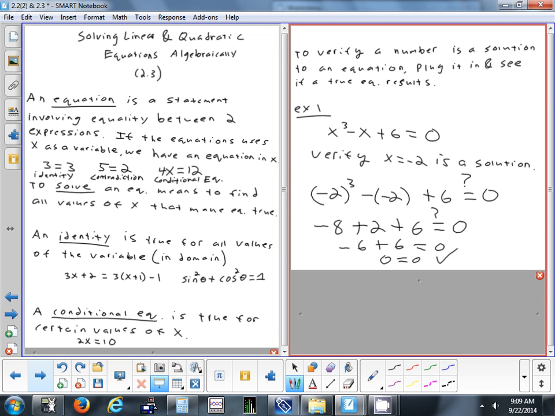What does that tell us graphically? If you were to graph x cubed minus x plus 6, and you looked at the picture, what's going to happen at negative 2? Yeah? It's going to cross the x-axis. Right. It's going to cross the x-axis at negative 2. We don't know if that's the only solution, but we know that it's at least one solution. Okay. Any questions on that?